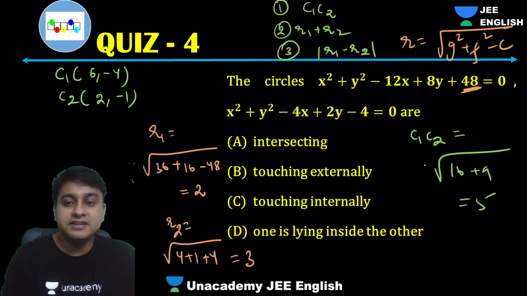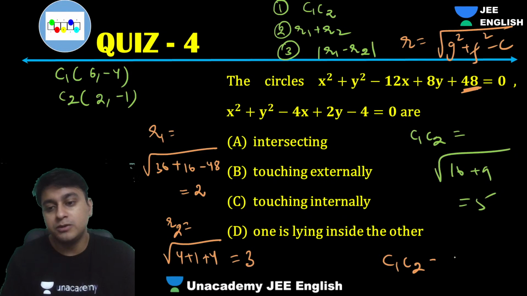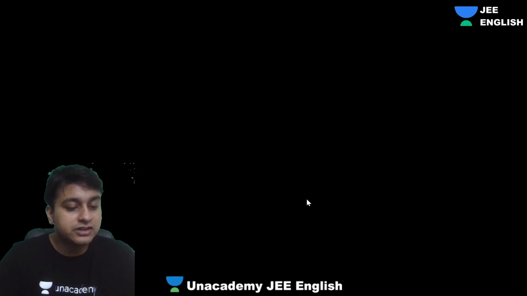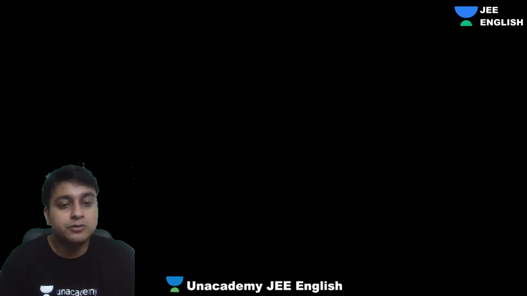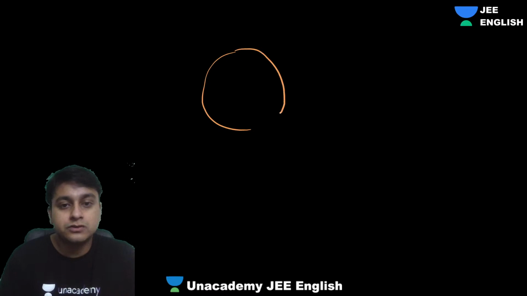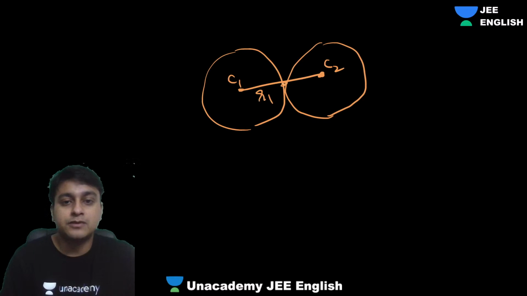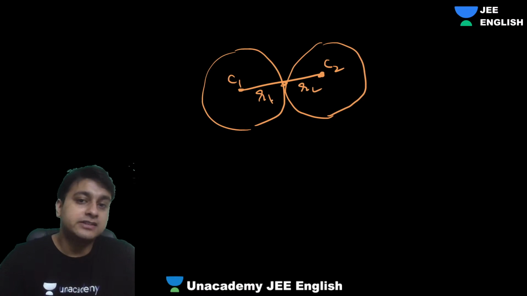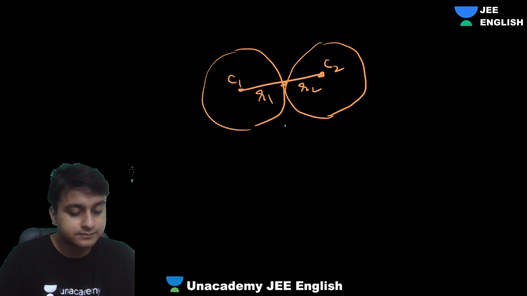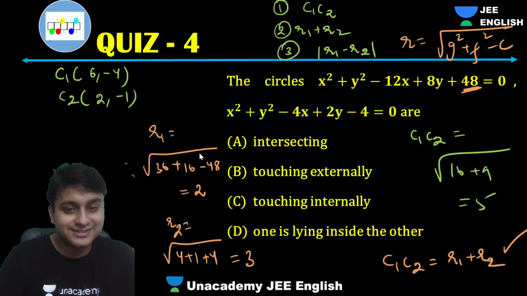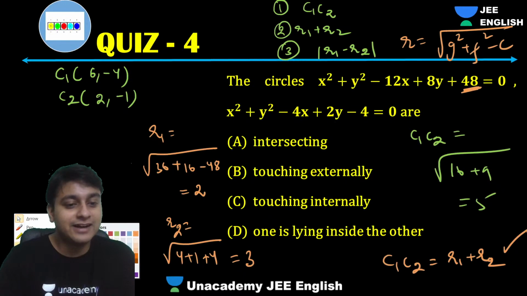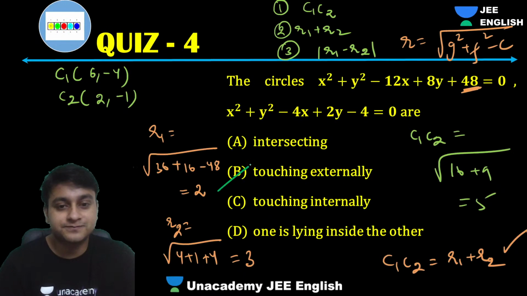So what we've got guys, C1 C2 has come out to be R1 plus R2. So that means externally touching circles. Guys, this diagram would be like this. The distance between the centers C1 C2 is coming out as the sum of the radii. That means they are touching externally, no doubt. In JEE also they have asked this quite a few times in the past.